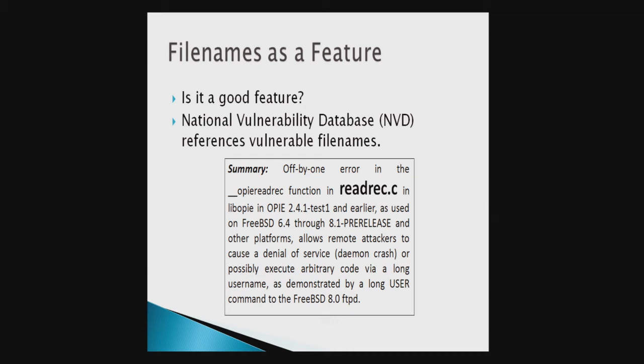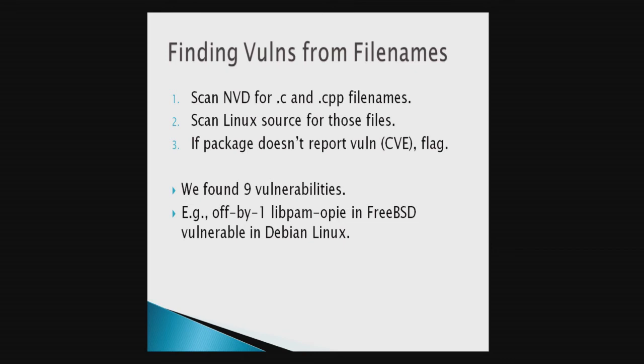So what we did, we scanned the National Vulnerability Database for file names that match particular source code-like files, C and C++. And then we scanned all of Linux of a particular distro, all the source, for those file names to see if we could identify duplication of bugs. If a package that has this vulnerable file name doesn't report a vulnerability that includes this file name in the summary, then we report that it might be vulnerable. And we found 9 vulnerabilities using that method.